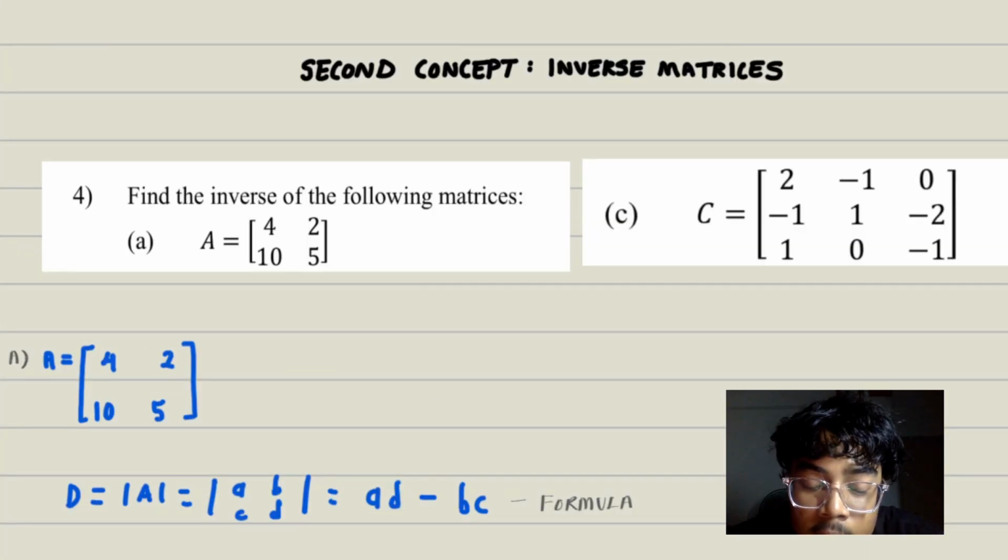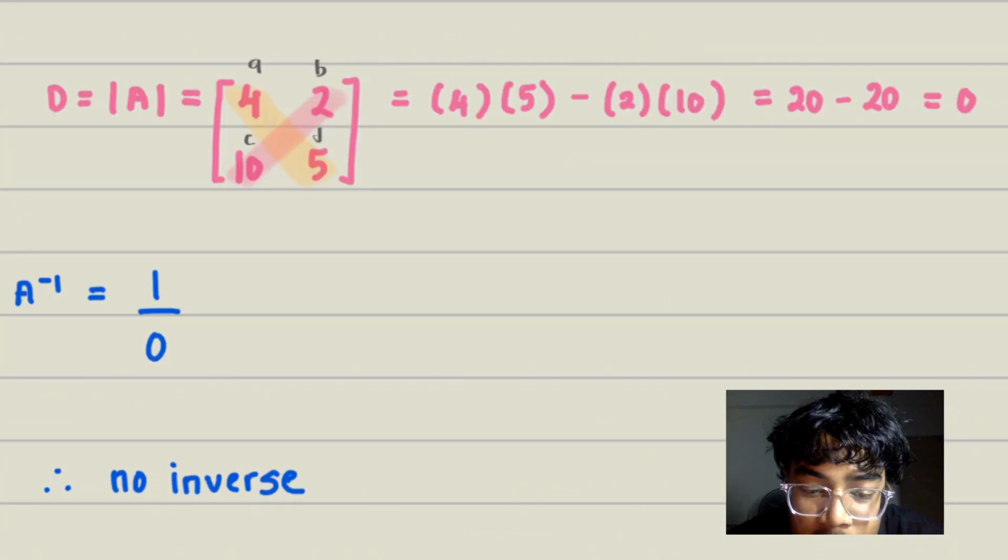Next, we will go over the second concept, which is inverse matrices. In question 4, we are given a 2 by 2 matrix A: 4, 2 and 10, 5. So for question 4a, to find the inverse, we will use the formula determinant A equals AD minus BC. So determinant A equals 4 by 5 minus 2 by 10, which then equals 20 minus 20, then equals 0. Since the determinant is 0, this matrix has no inverse.